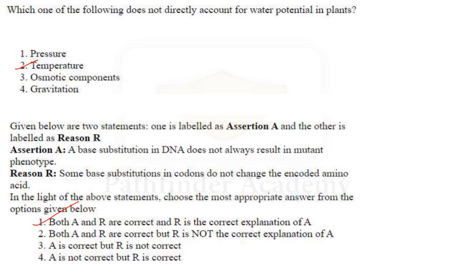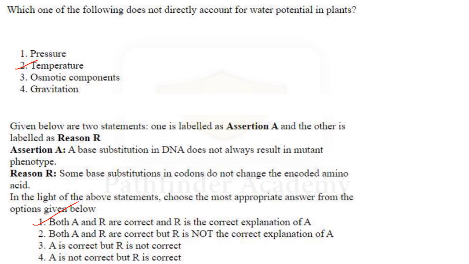MEME. Next question. Which one of the following does not directly account for water potential in plants? Pressure, yes, it accounts. Temperature, it doesn't directly account for water potential in plants. Osmotic components and gravitation. So answer here is option 2, that is temperature. Then next one. Given below are 2 statements. One is labeled assertion A, other is labeled as reason R. Assertion A: base substitution in DNA does not always result in mutant phenotype.